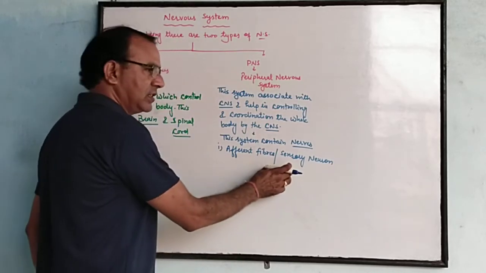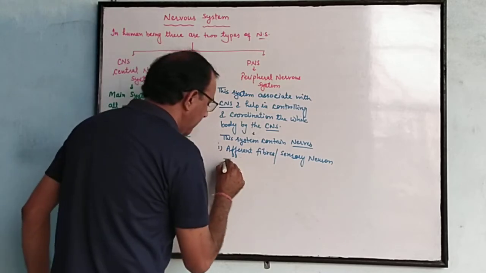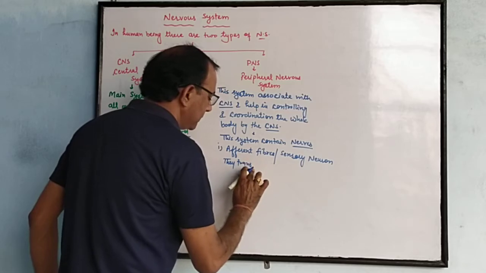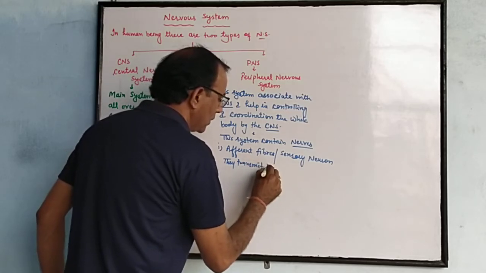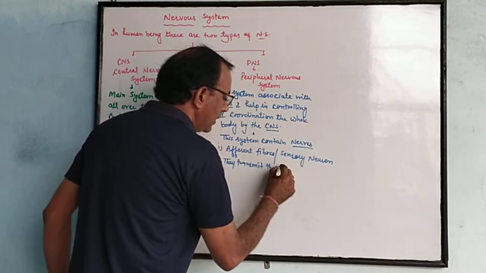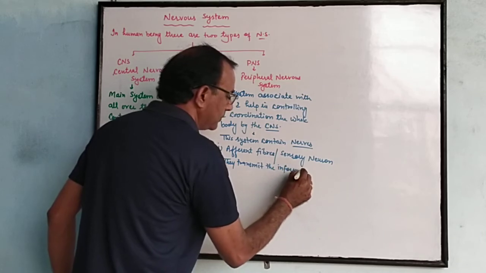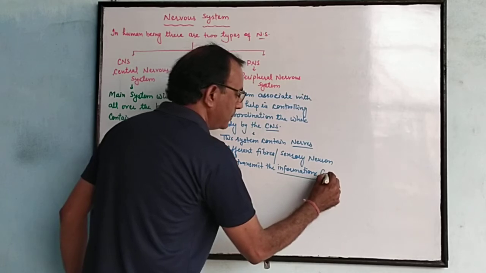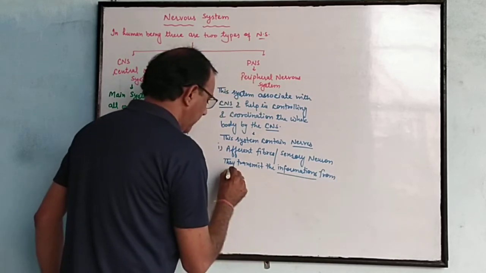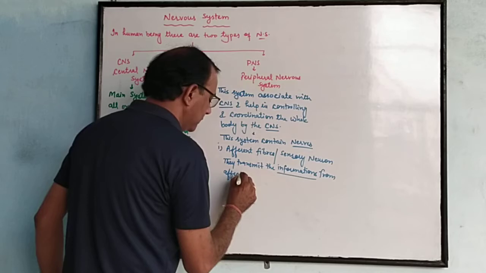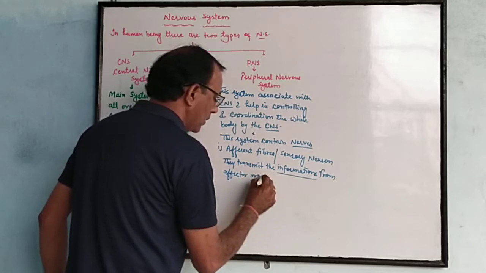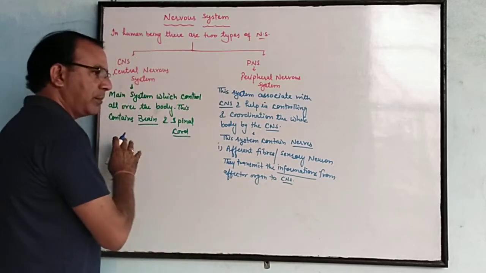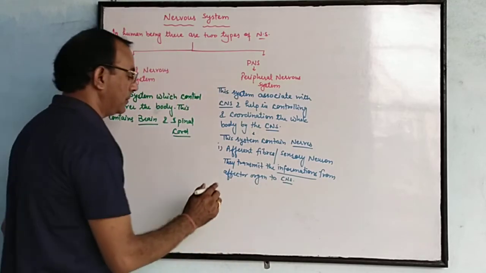What is the function of a sensory neuron or afferent fiber? They transmit the information or impulses from the effector organ to the CNS. CNS means either the brain or spinal cord.